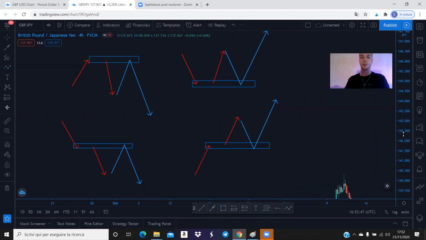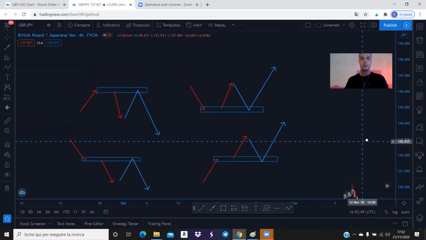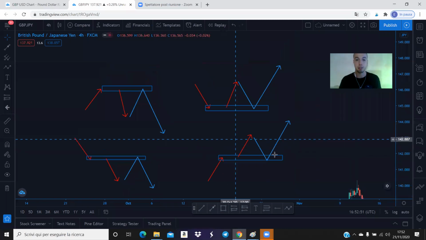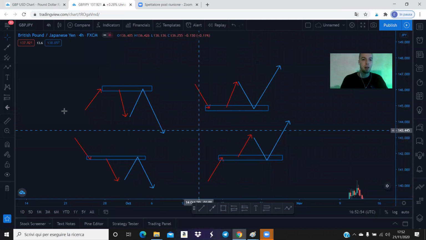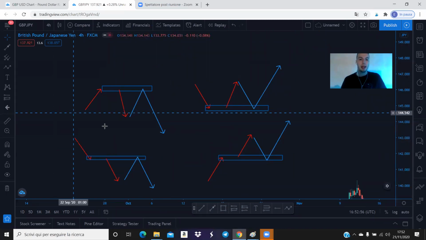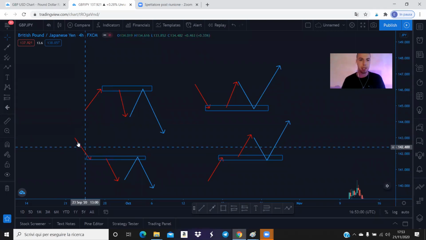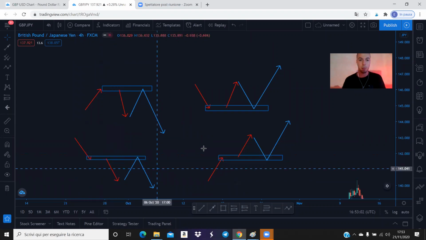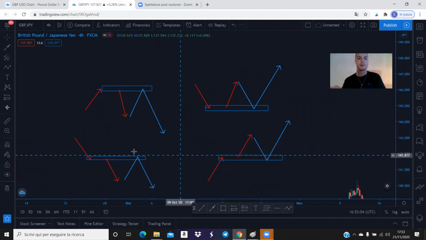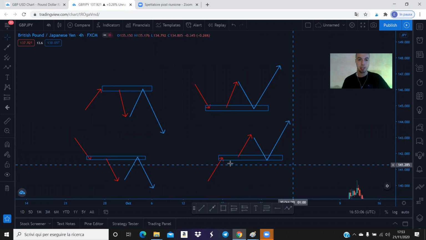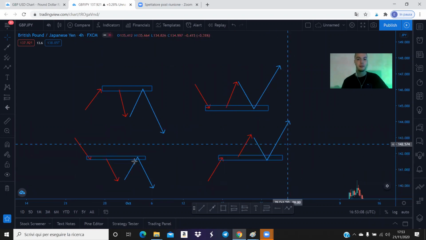So these are the four options for supply and demand areas, and you look to trade these. Of course, all of these are really good. I personally prefer these two, the drop base drop or rally base rally. The reason is that you can combine them with Fibonacci levels.